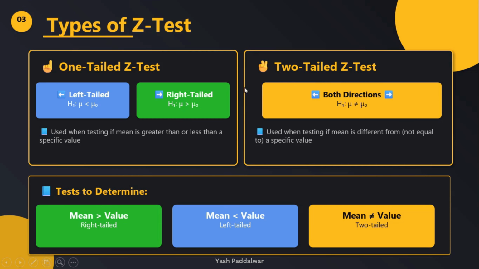That's it. Now let's come to the two-tailed Z test. This checks both directions, where your sample mean is strictly not equal to the population mean. This is used when testing if the mean is different from a specific value. In short, the two-tailed test checks the deviation in both directions, not only a single direction. So if your mean is greater than the value, it is right-tailed. If your mean is lesser than the value, it is left-tailed. If your mean and value are strictly not equal to each other, then it is two-tailed.